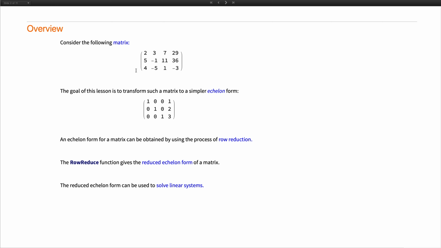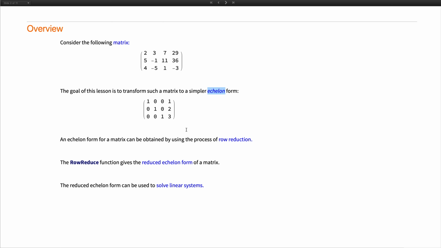So here's a matrix, and it looks like it's got pretty random entries. Some are large, some are small. The goal of this lesson is to transform such a matrix to a simpler echelon form. That's like a much more ordered set of entries. You see over here, this looks much more orderly than the earlier matrix. For example, you get ones along here, and the last column looks like it's got some very interesting and useful information. So the question is, how do you obtain an echelon form?